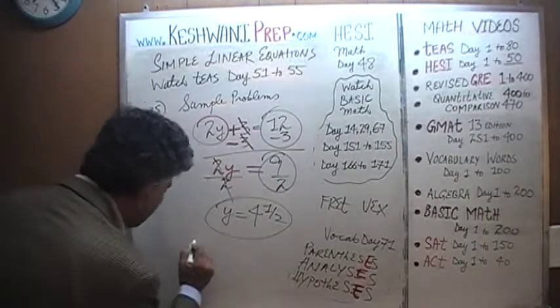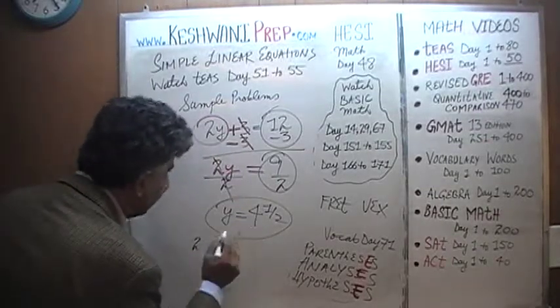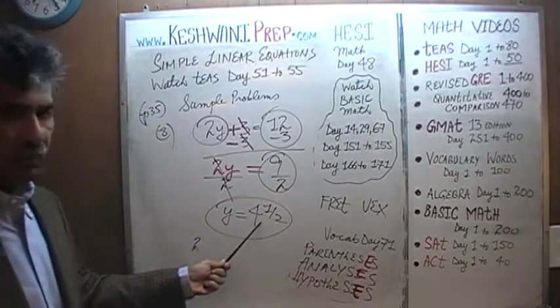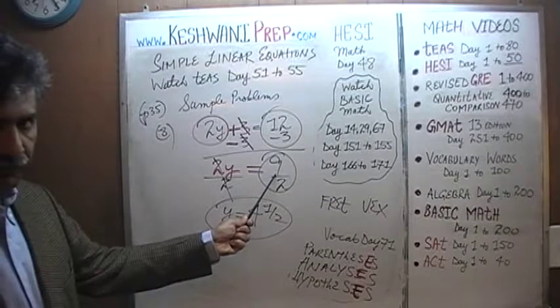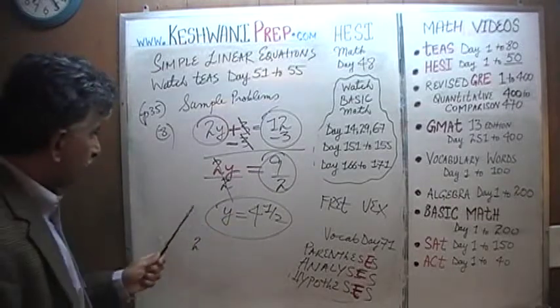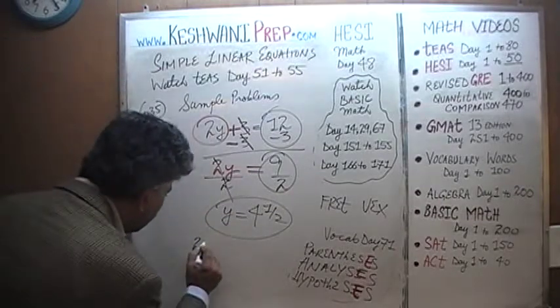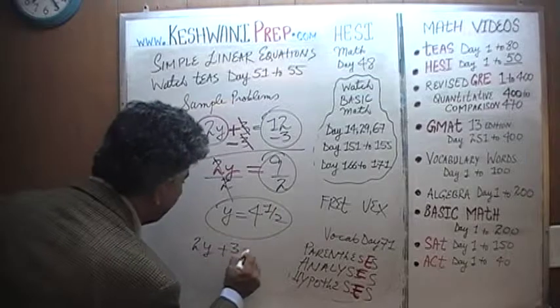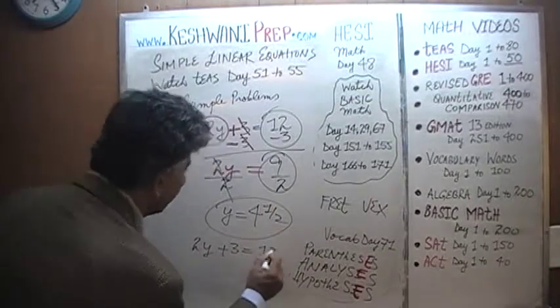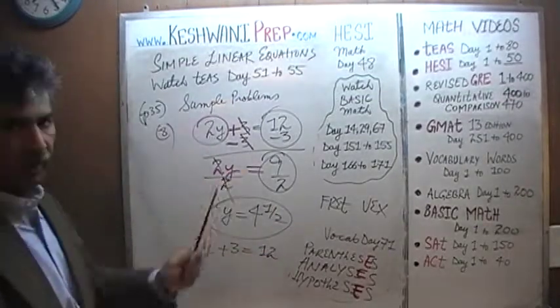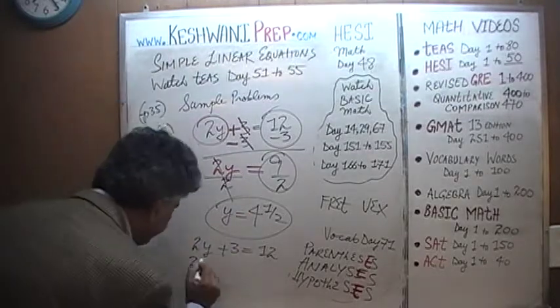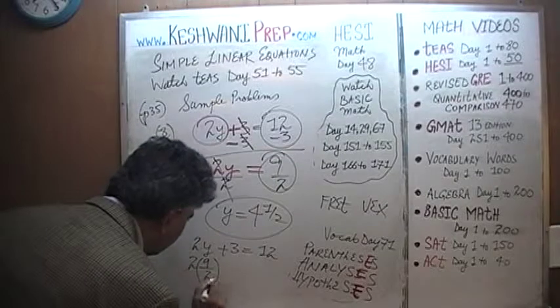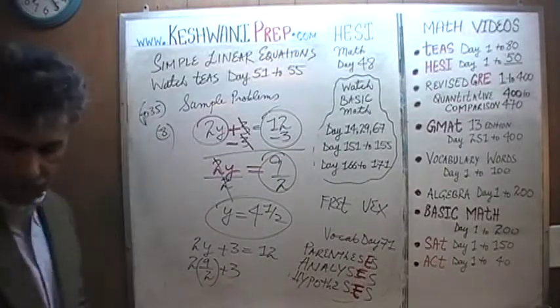2y plus 3, and y we are saying is 4.5. Again, we're not going to put the value of y in this form. It'll be easier if we put it in this form: y equals 9 over 2. So 2y plus 3 has to equal 12. That was the original equation. 2, and y we are claiming is 9 over 2, plus 3. Let's see what it gives us.